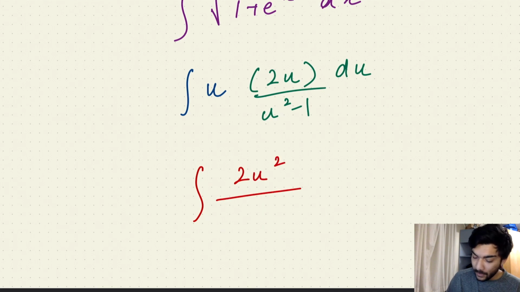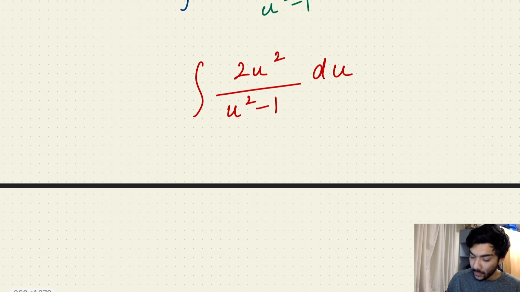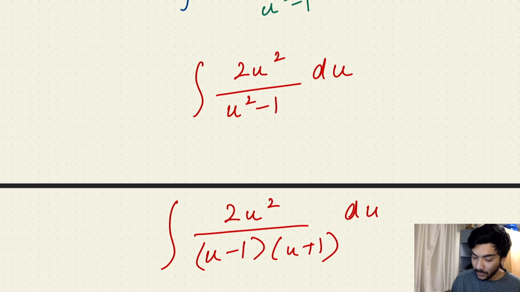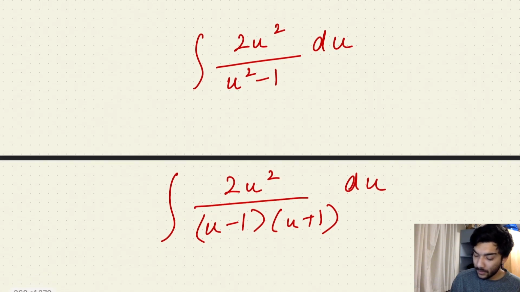And now you can simplify this expression. This expression would simply be 2u square upon u square minus 1 du. And in this case, you see that you can clearly simplify your denominator over here. u square minus 1 can be written as u minus 1 times u plus 1 du.